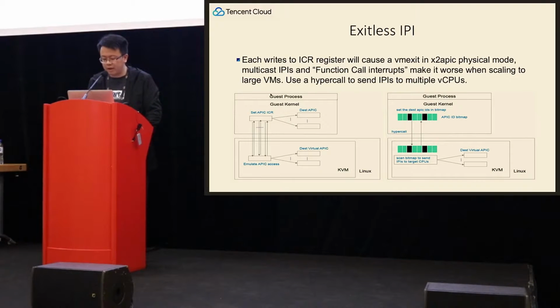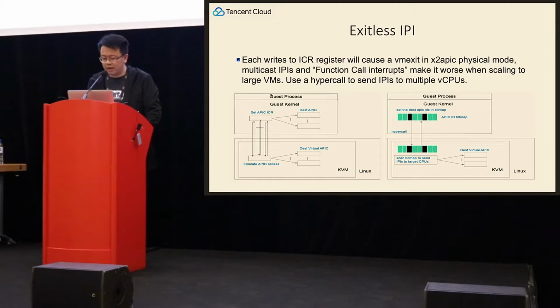Next one is Exitless IPI. Local APIC is the interrupt controller in the CPU, and x2APIC physical mode is commonly used for the local APIC. When one CPU sends an IPI to the target CPU, the OS needs to write to the ICR register. Each write to the ICR register in the local APIC will cause a vmexit. So multicast IPIs and function call IPIs make it worse when scaling to larger VMs.